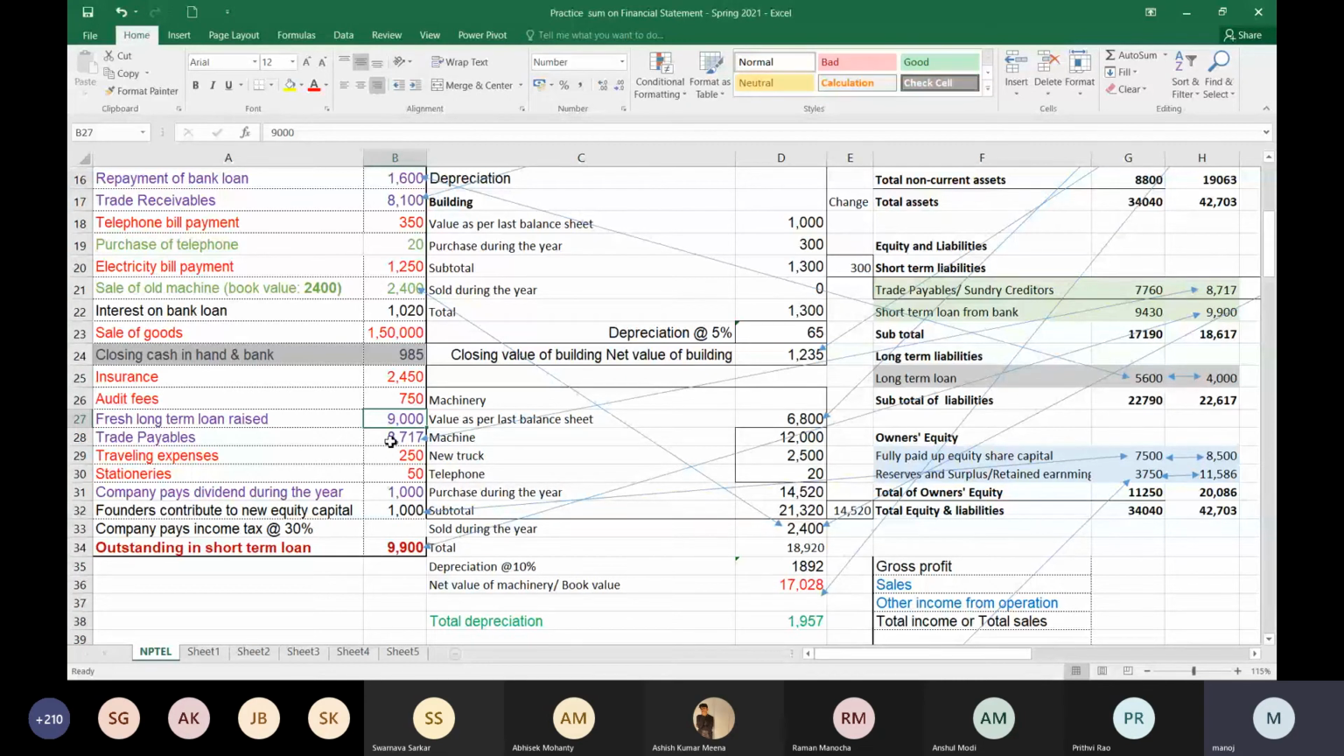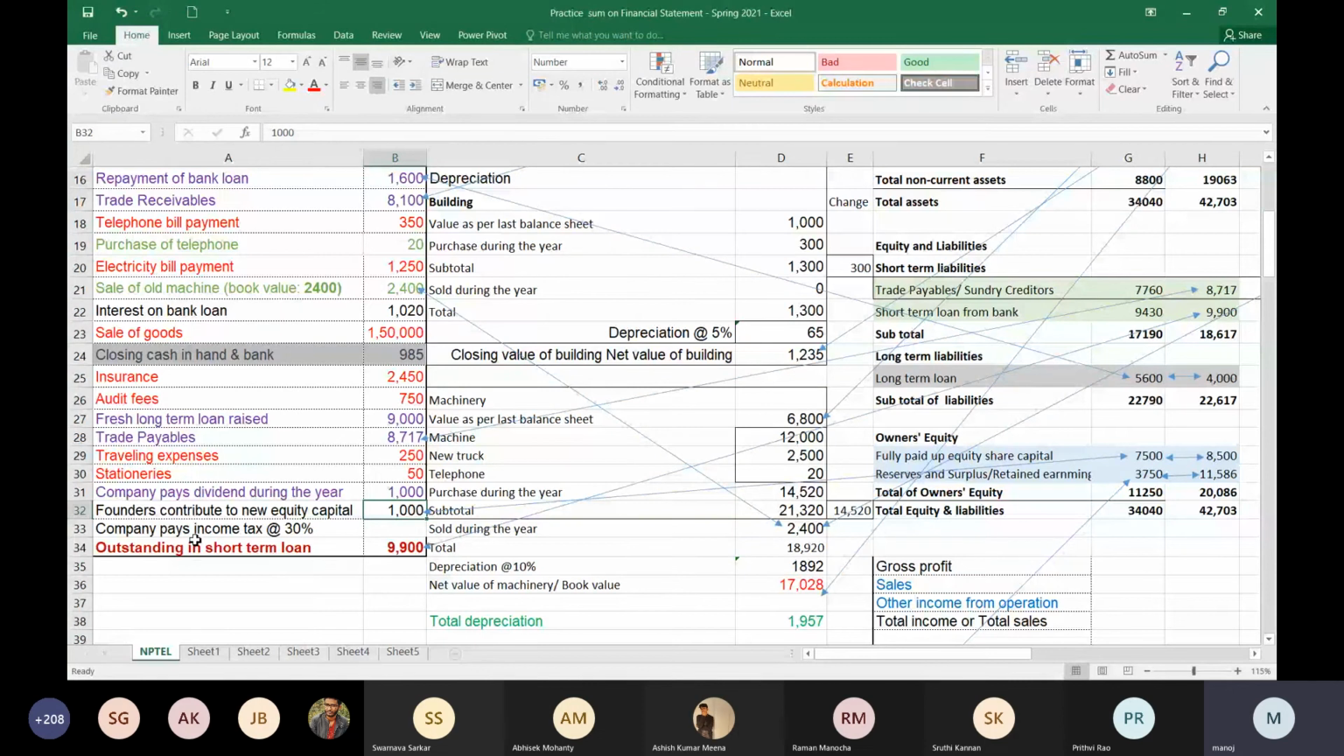Trade payable, again a balance sheet item. Traveling expense, operating expense. Stationaries, operating expense. Company pays dividend to owners. That comes after you estimate net profit. So obviously you don't include them in operating expense. Founders contribute new equity, comes after you prepare everything. Just before preparing balance sheet it comes. So obviously it is not income or expense.